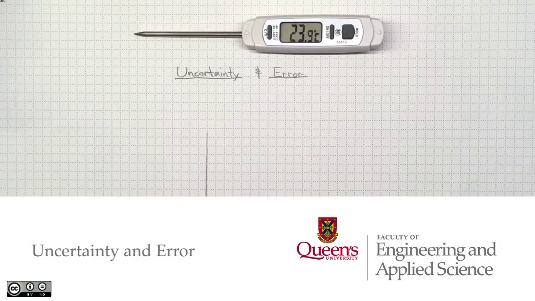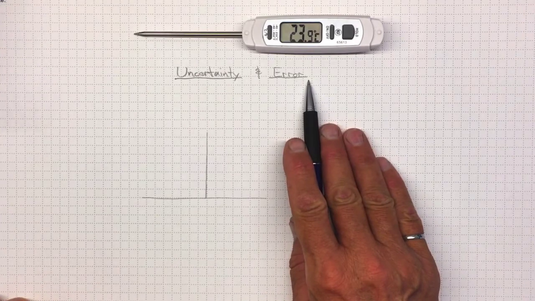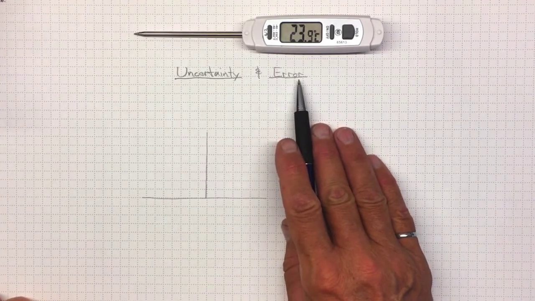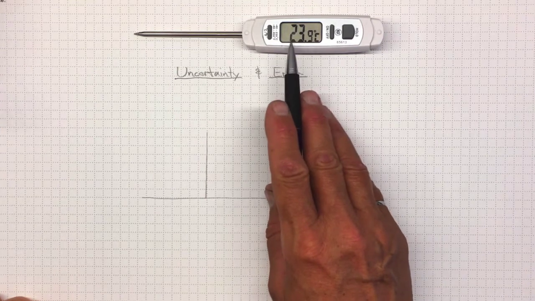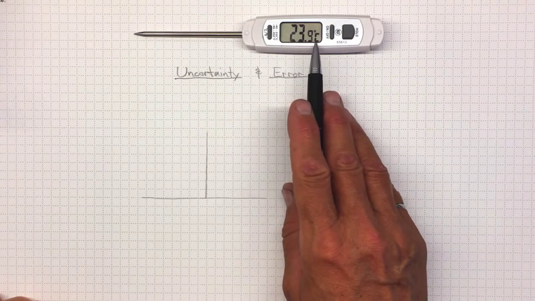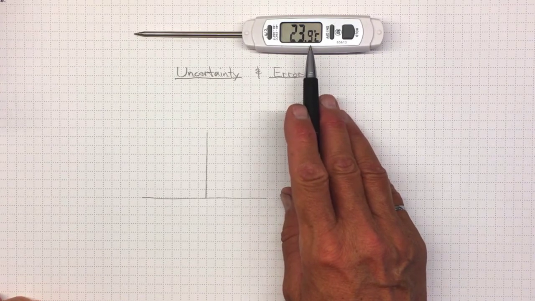Whenever we go to make a measurement, we need to have some idea of the uncertainty or errors in that measurement so that we know how good our measurement is and what kind of decisions we can make based on that measurement. So this thermometer here, I've turned it on and it's settled into about 23.8 or 23.9 degrees Celsius as an indication of room temperature.